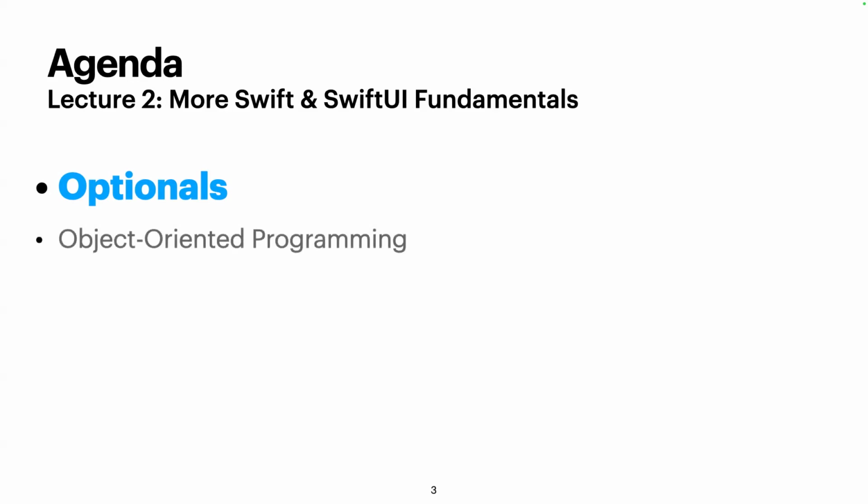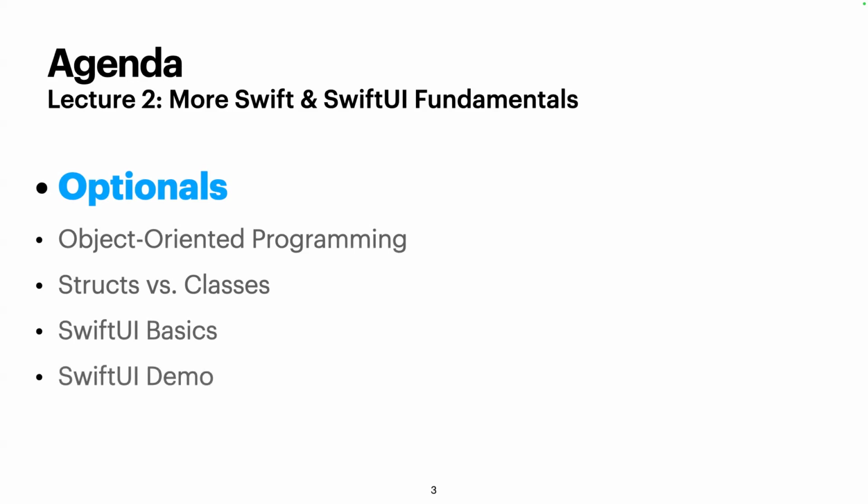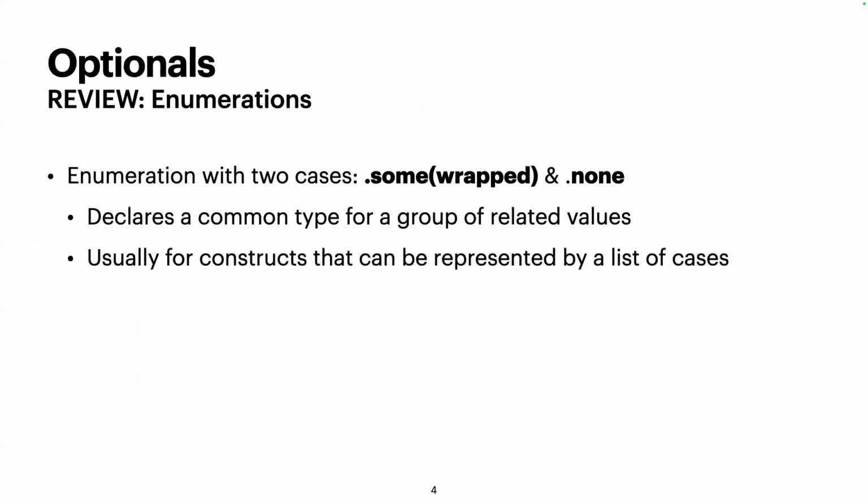Cool. So today we're going to talk about some more Swift features and key concepts, and then we're going to jump into building actual UI with SwiftUI. The first thing we're going to talk about in Swift is a feature called optionals. Next, we're going to talk about object-oriented programming, the differences between structs versus classes, some SwiftUI basics, and then I'm going to create a demo of actually building a UI for you guys, and then we're just going to wrap it up with a quick summary.